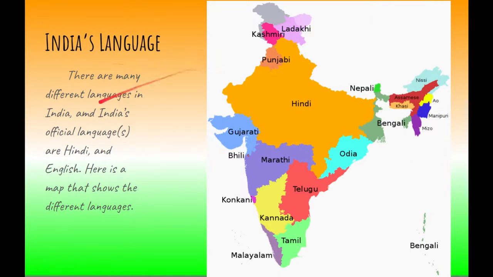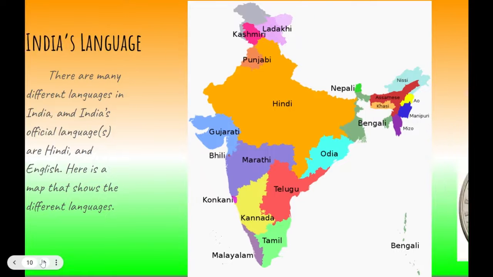India's language. There are many different languages in India, and India's official languages are Hindi and English. Here is a map that shows the different languages. This was a really neat map that I found. Some of the biggest languages spoken in the area are Kashmiri, Ladakhi, Punjabi, Hindi, Gujarati, Marathi, Telugu, Kannada, Tamil, Odia, Bengali, and Nepali. These are the main languages spoken here in America and in India today. The main language of India is Hindi, the one that's being used the most as of now.